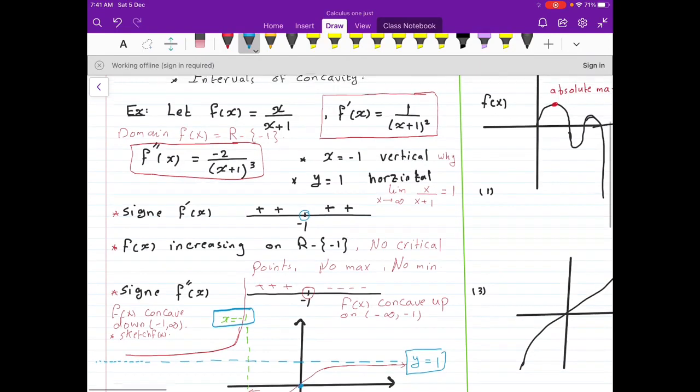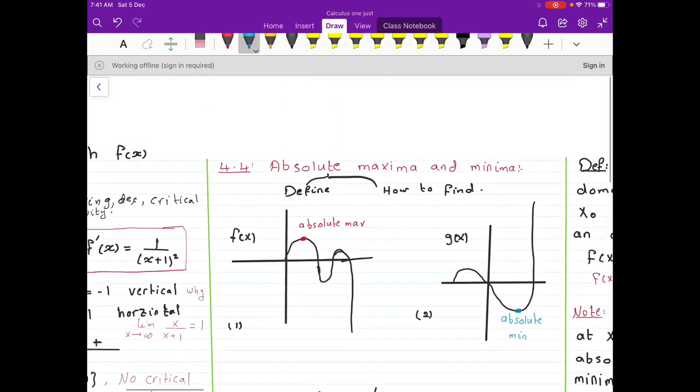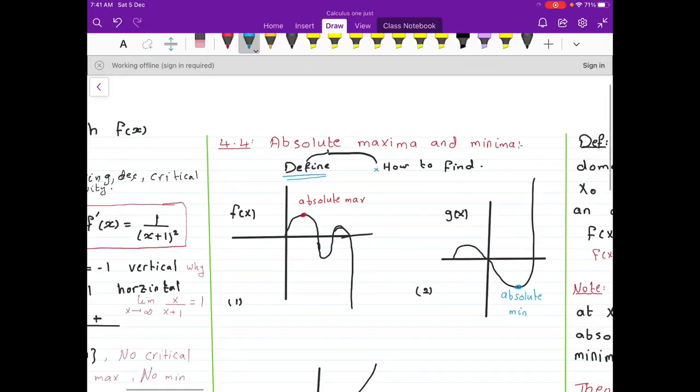Okay. Now we will start about, what do we mean by absolute maxima and minima? Before, we studied the relative maximum and relative minimum for the function. Now, our aim in this lecture is to define what we mean by absolute maximum and minimum. والسؤال الثاني, how to find the absolute maximum and minimum for a function f(x).